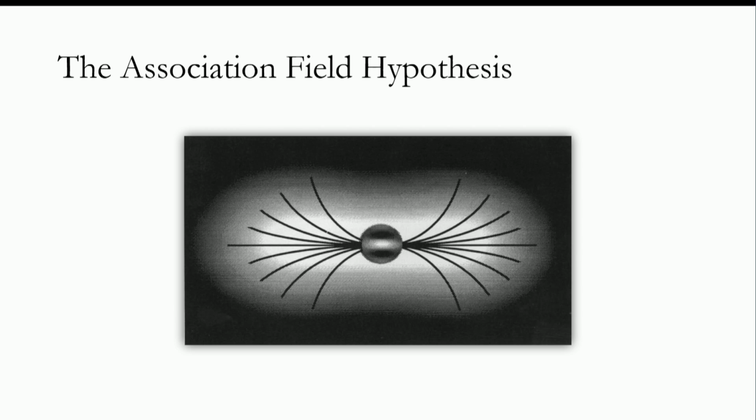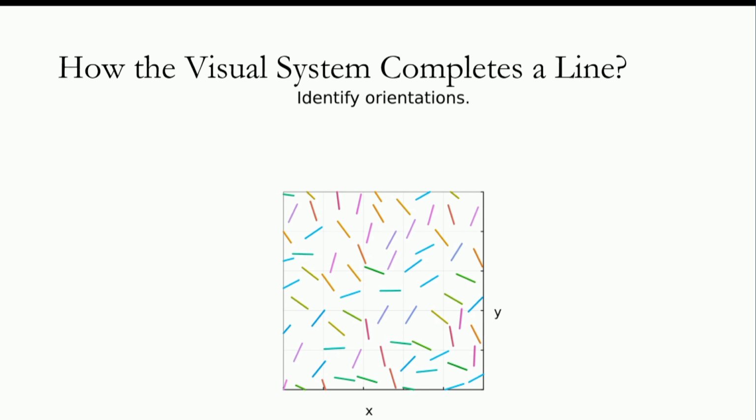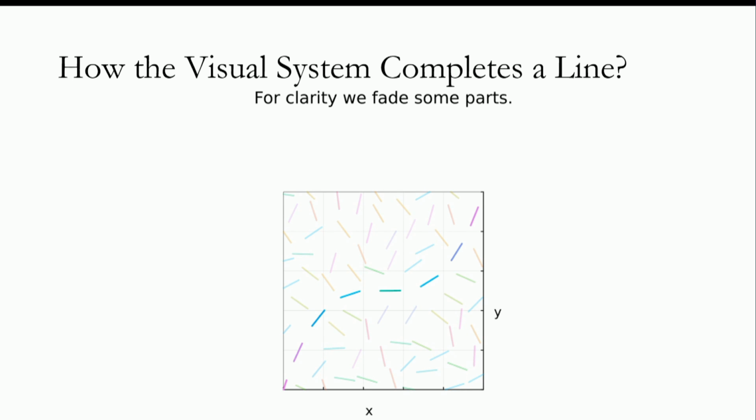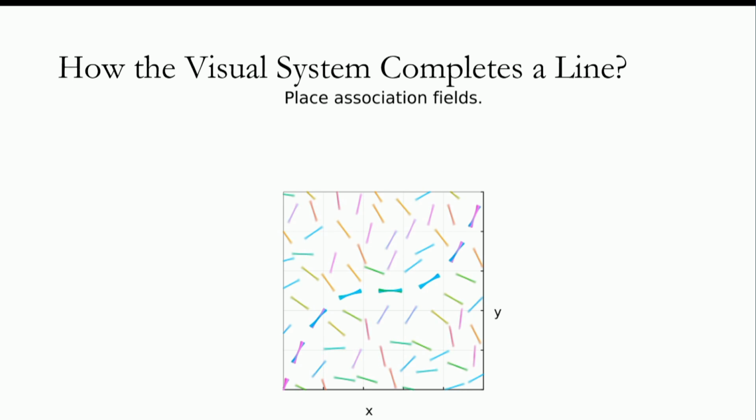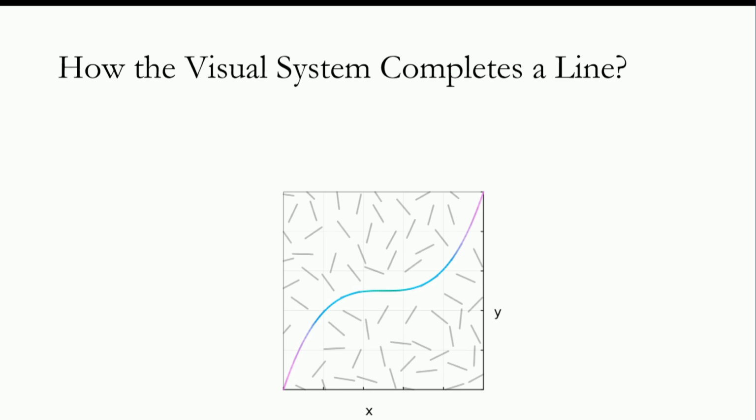Okay? So I made this little animation that tries to make it clear how the visual system uses these association fields. First, the orientations need to be identified at least. And then you can place the association fields. And where the association fields touch, well, there must be a contour. And that's how a contour is detected.